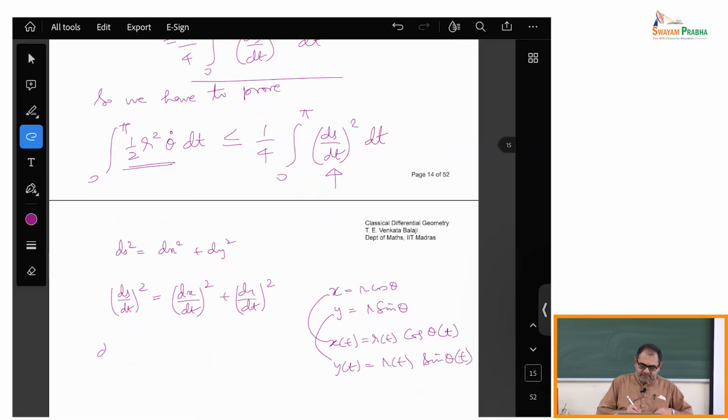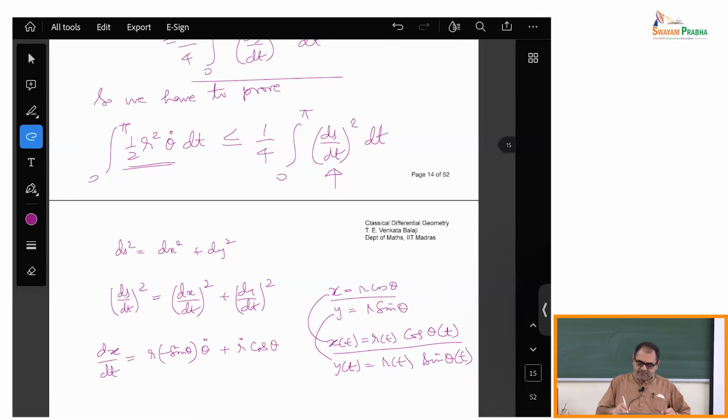Okay, so you see dx by dt, if you use the chain rule, you differentiate x of t is equal to r of t cos theta of t. Using the chain rule, you keep r of t constant. Cos theta, when you differentiate, you will get minus sin theta, and then you will get a theta dot, d theta by dt. Okay, plus you keep cos theta of t constant, and you differentiate r, you will get r dot cos theta of t.